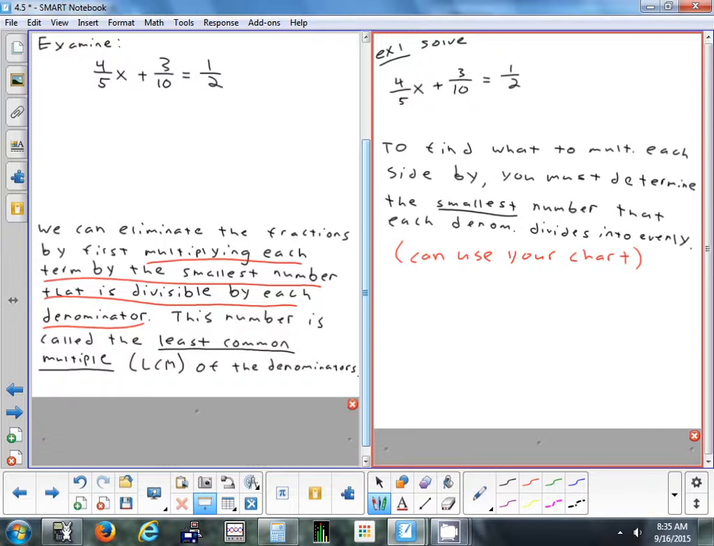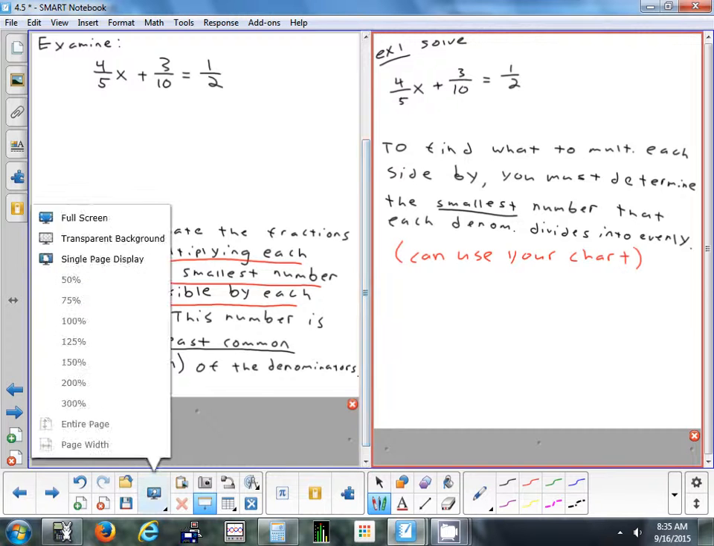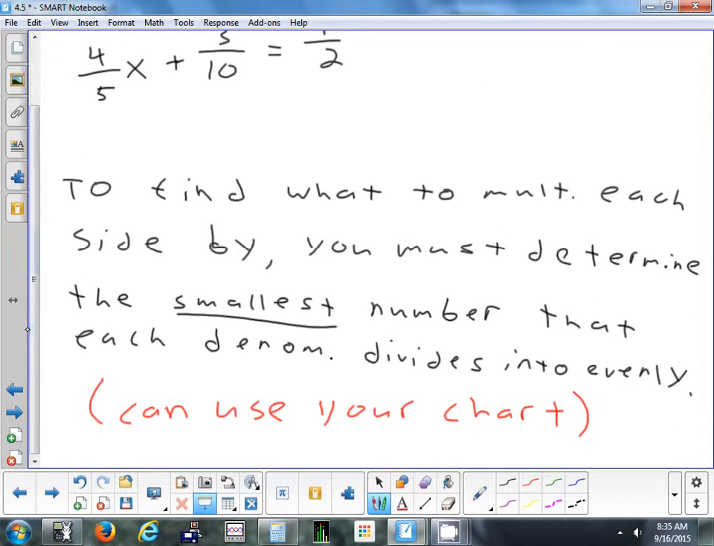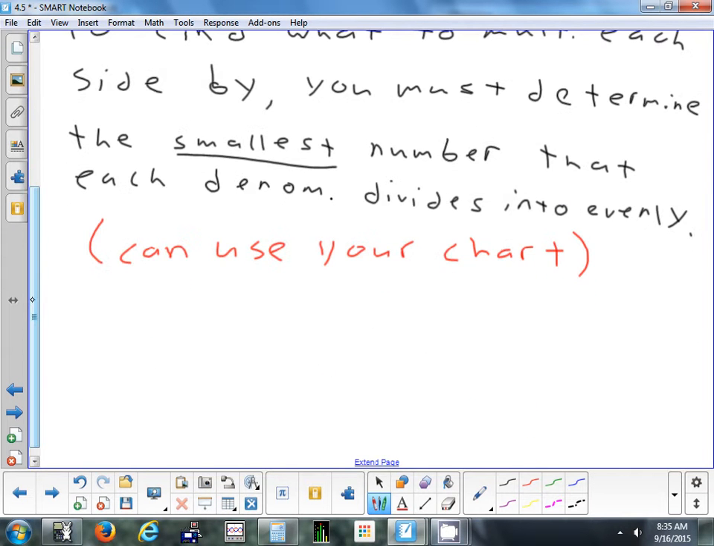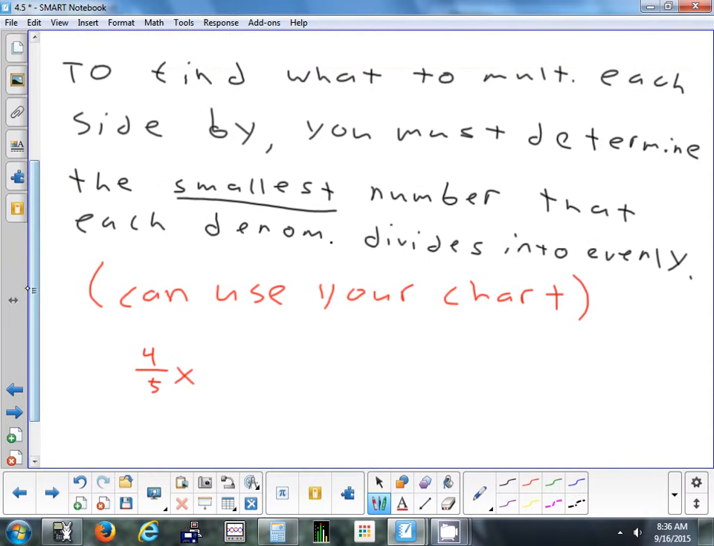Yeah, 5 goes into 10, 2 goes into 10, and 10 goes into 10. As you're looking through your chart, for each of those multiples, 2, 5, 10, 10 will be the number that comes up first of all of them. It'll be the first one that they all have in common. There may be others, but that's going to be the first one. You want to use the first one that they all have in common.